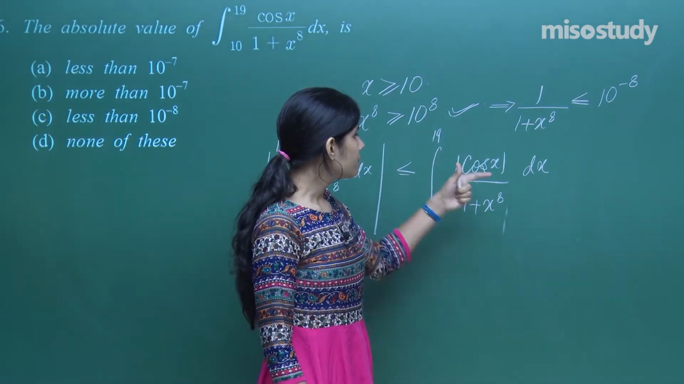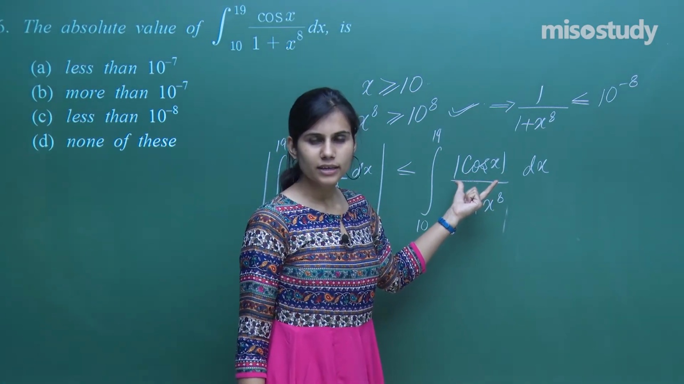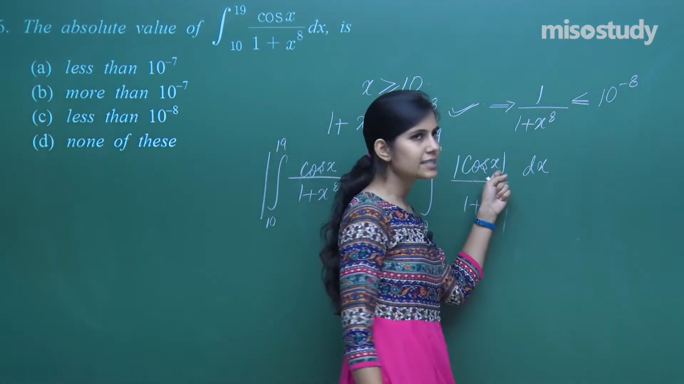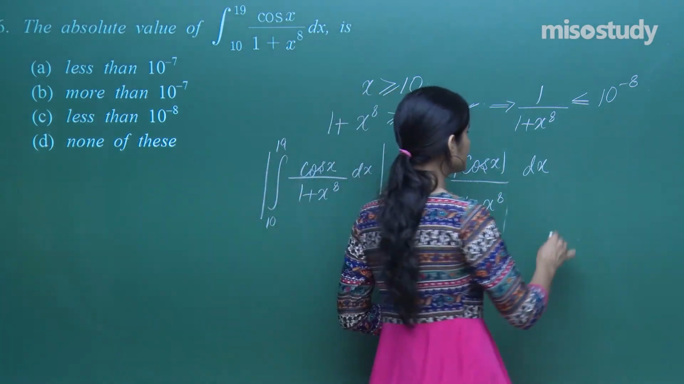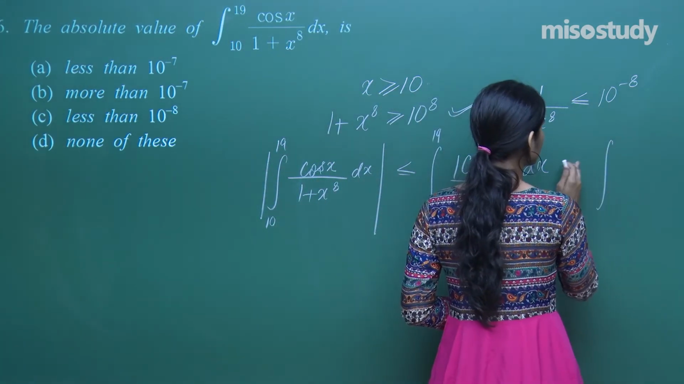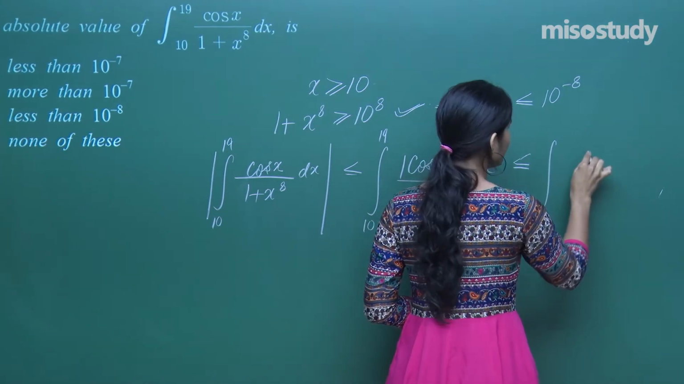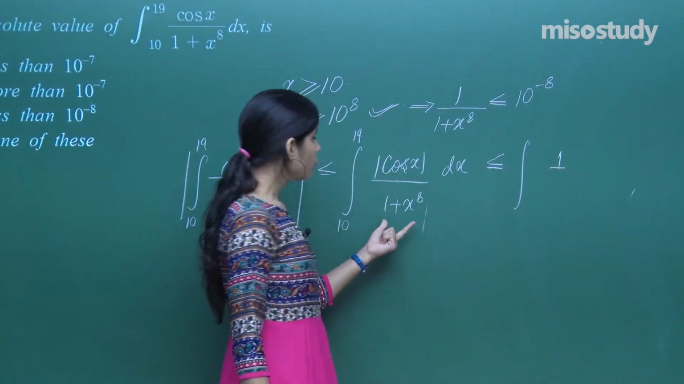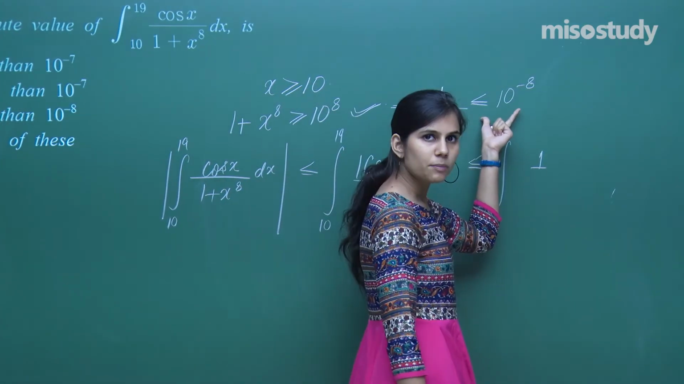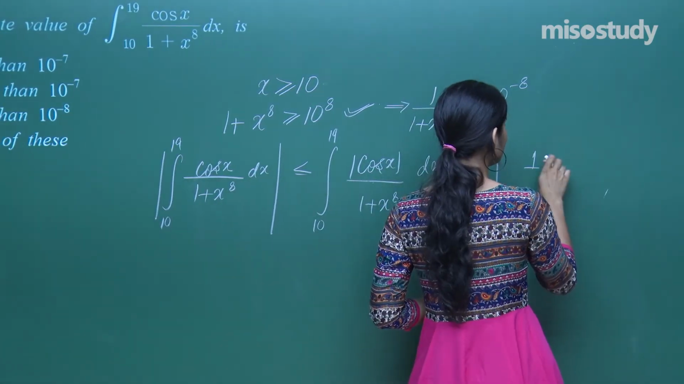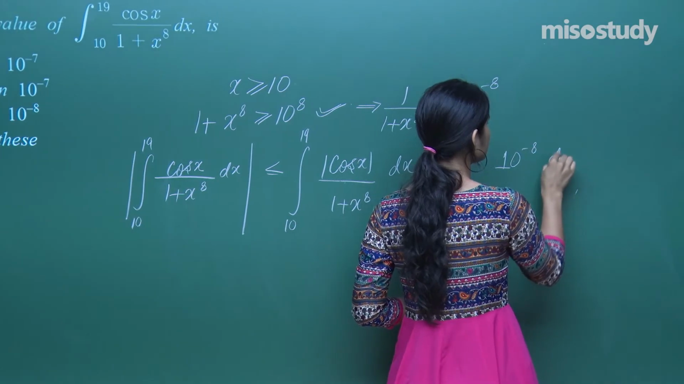So over here you know that mod of cos x is always less than or equal to 1, right? For any x which is any real number, mod of cos x is always less than or equal to 1. So this is less than or equal to 1, and 1 upon 1 plus x to the power 8 is less than or equal to 10 to the power minus 8. So 1 into 10 to the power minus 8, which is this.